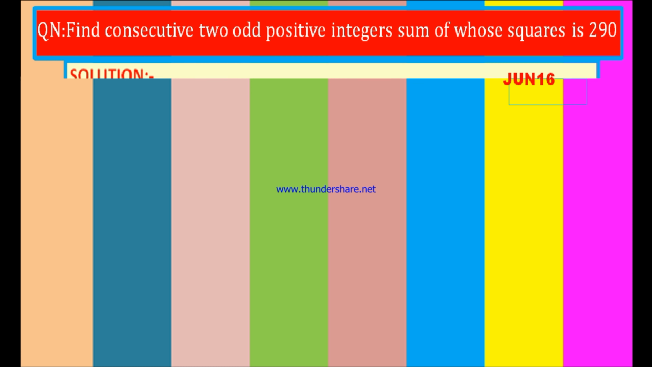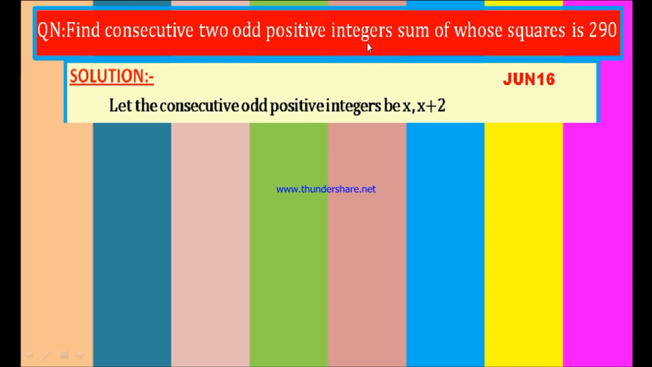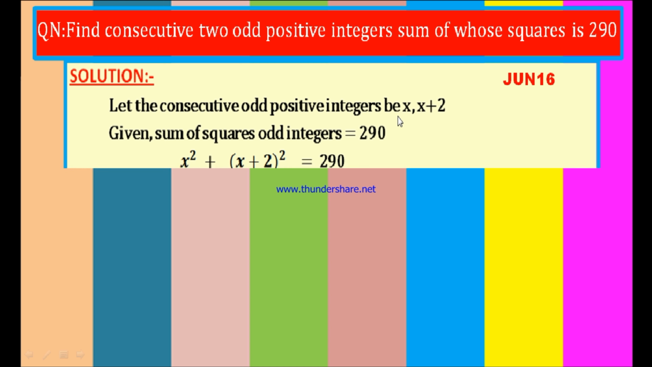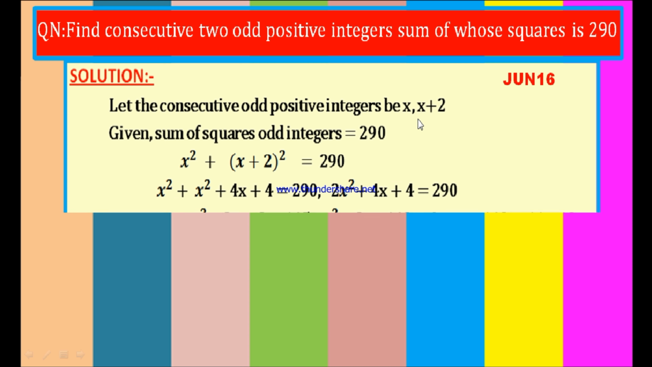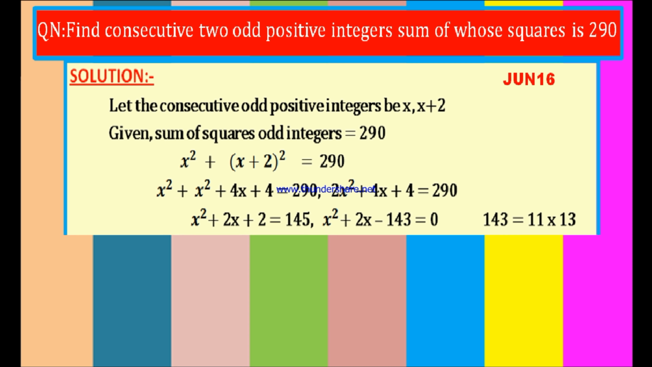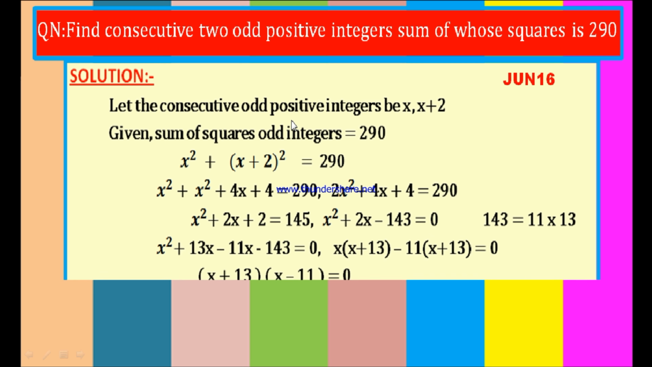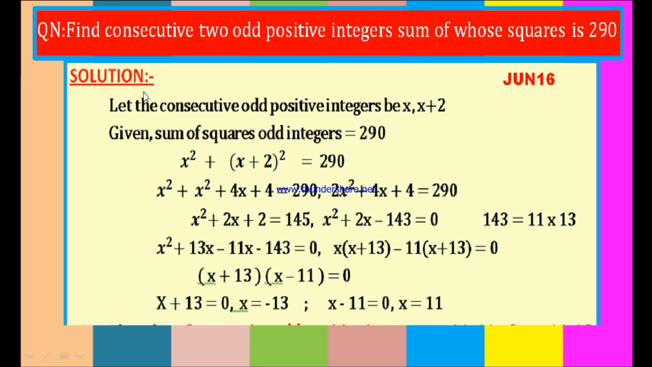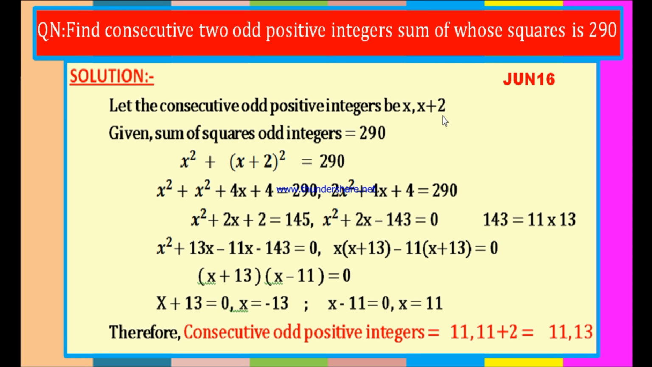Here is the solution. We are given two consecutive odd positive integers. If one odd integer is x, then the second will be x plus 2. The difference between any two successive odd integers is always 2. We know that the positive odd integers start from 1: 1, 3, 5, 7 and so on. If we add 2 to each odd integer, we get the next integer. Therefore, let the consecutive odd integers be x and x plus 2.